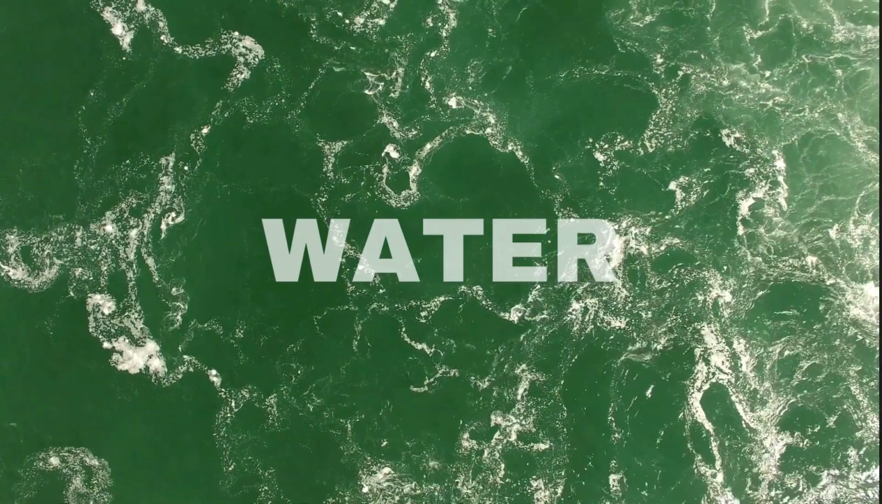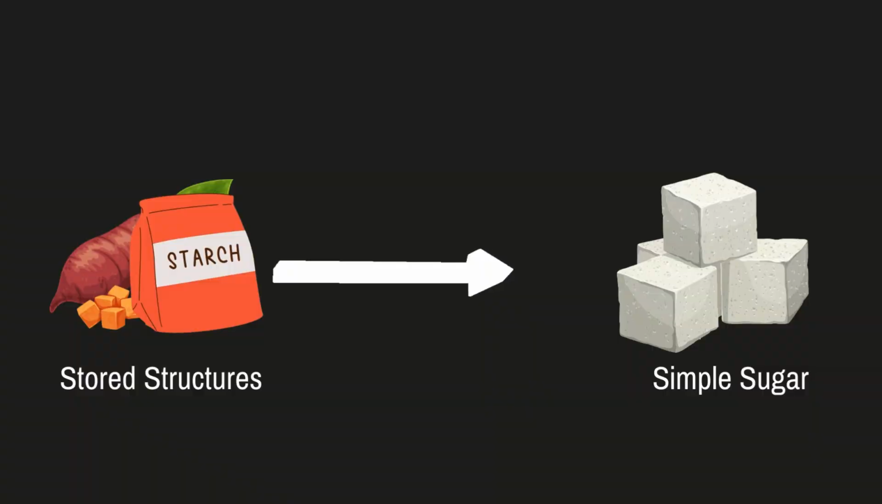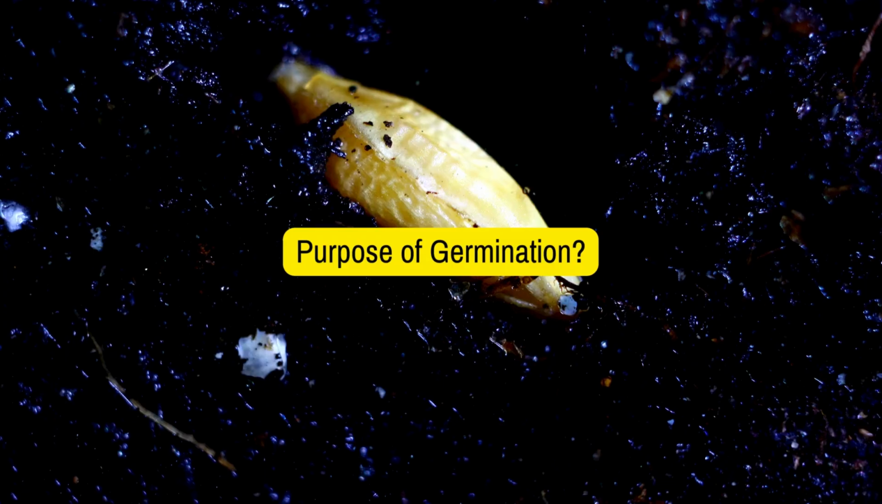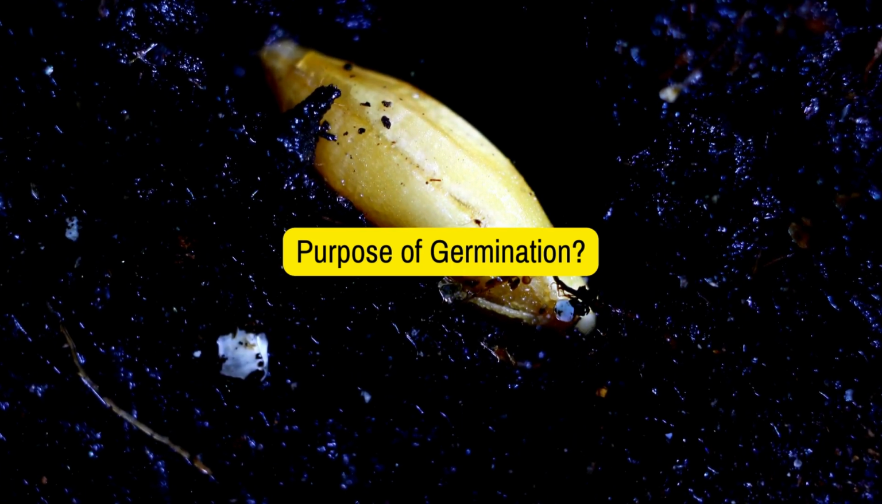I can predict that the contact with water and perfect conditions encourage the plant to break down the stored starches into simple glucose monomers. This is likely the purpose of germination, in which a plant is preparing for growth and energy use.